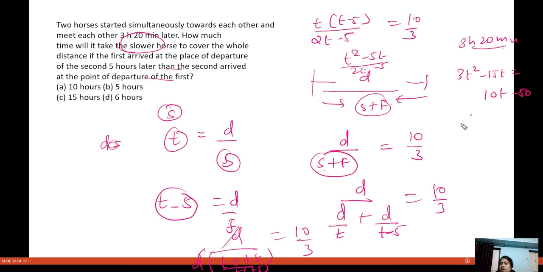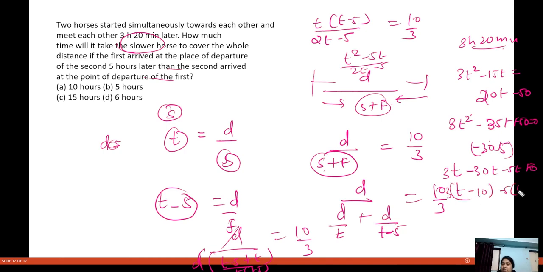So now you have 20T minus 50. So 3T square minus 35T plus 50 is equal to 0. Obviously you can write 35 as 30 plus 5 here. So 3T square minus 30T minus 5T plus 50. You get 3T common, T minus 10, and minus 5 common, T minus 10 here. So T is equal to 10 hours.